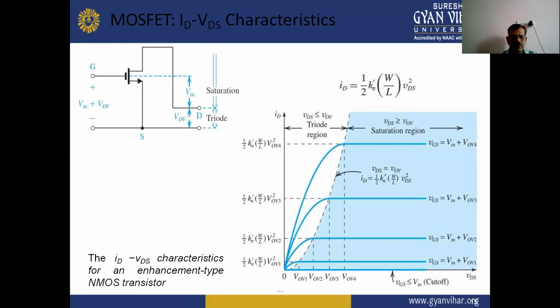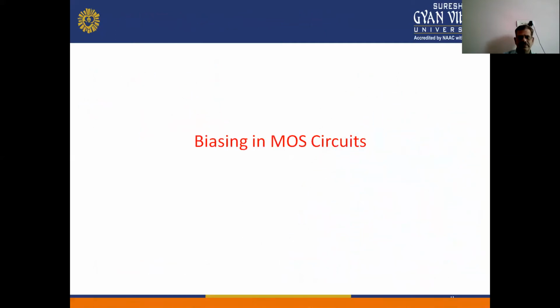Here is also the circuit diagram for the MOSFET operation and the VI characteristics between ID versus VDS. Then ID versus VDS characteristics for an enhancement type NMOS transistor in this diagram, and the VI characteristics of the MOSFET.